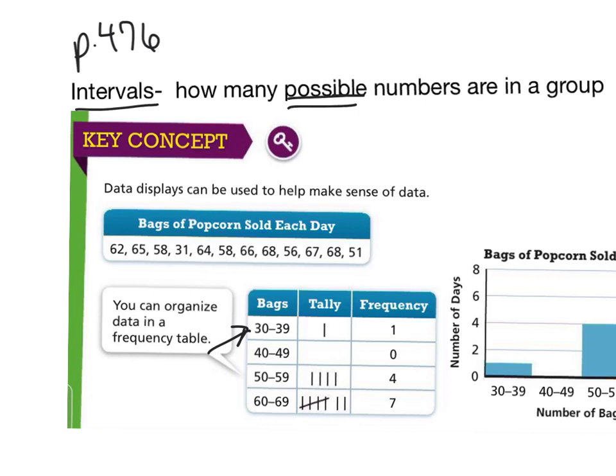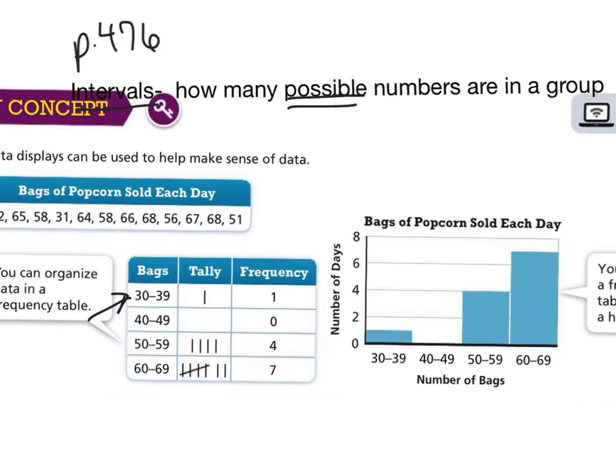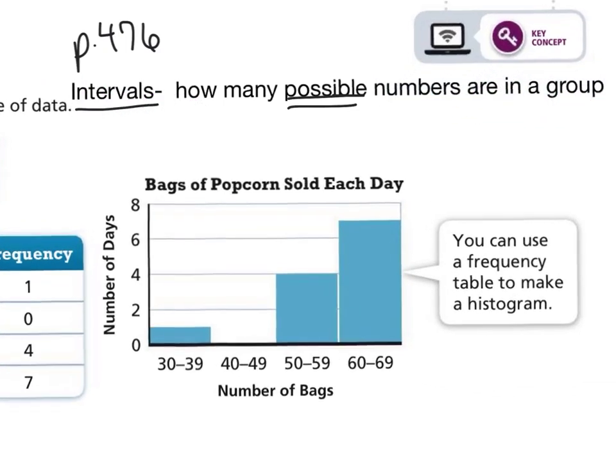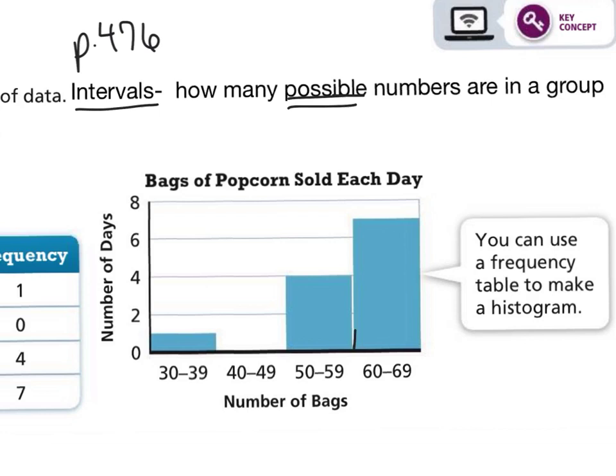Here they were going by tens and they had 4 groups. And then once you've done that, you can make your histogram. Remember, on the histogram, the bars are right next to each other unless there's a gap. Like here, there weren't any in the 40s, so there's a gap. There's no bar there.